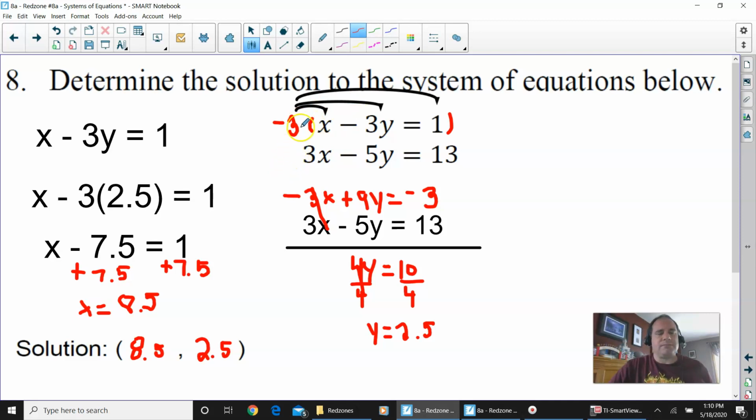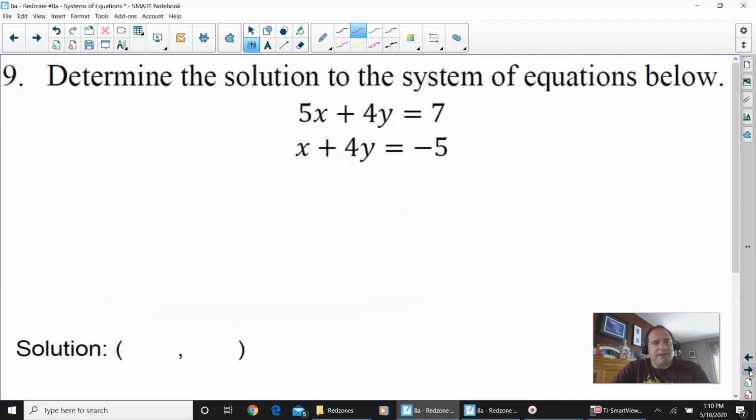and this here by a positive 3 would make that a positive 15y, negative 15y. Woo. All right, so as long as you have negative 15y and a positive 15y, they would cancel. And I'm sure you're confused now. But, all right, let's go on to number 9.